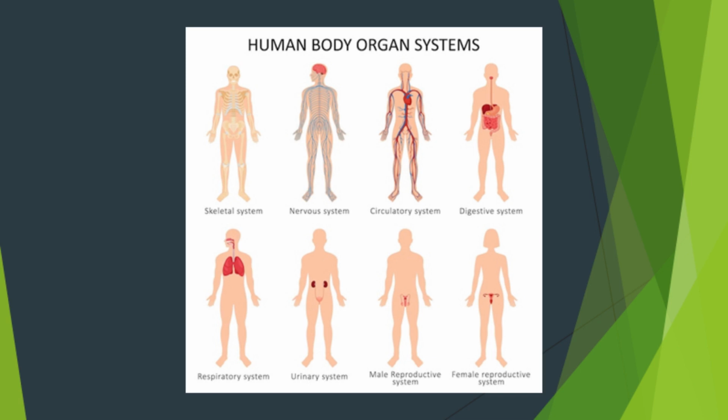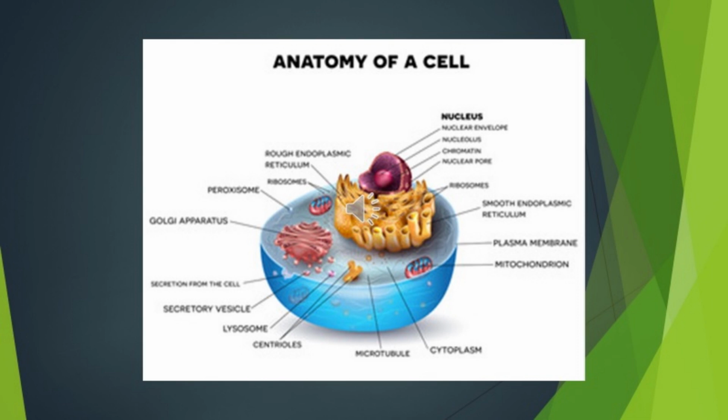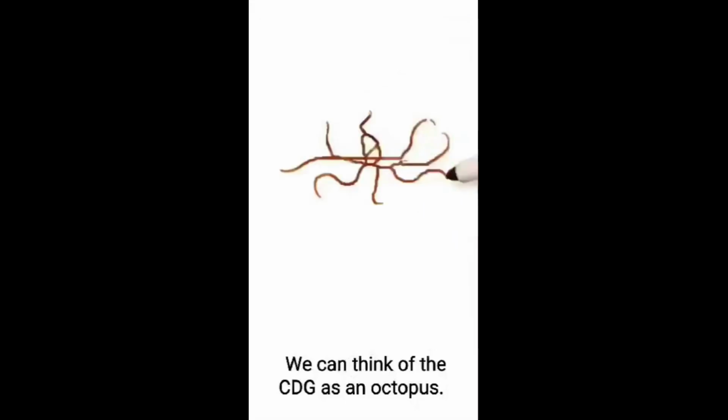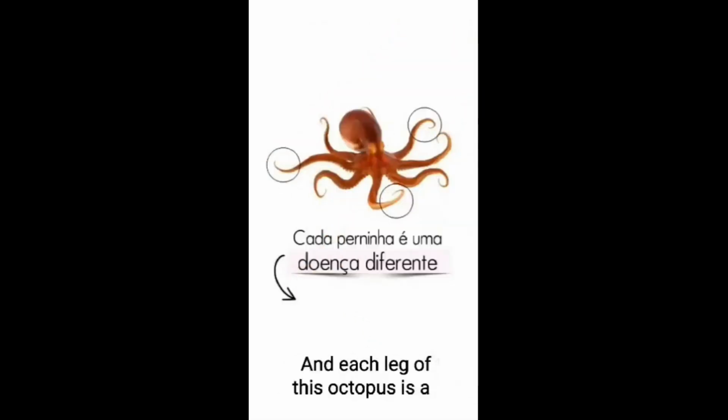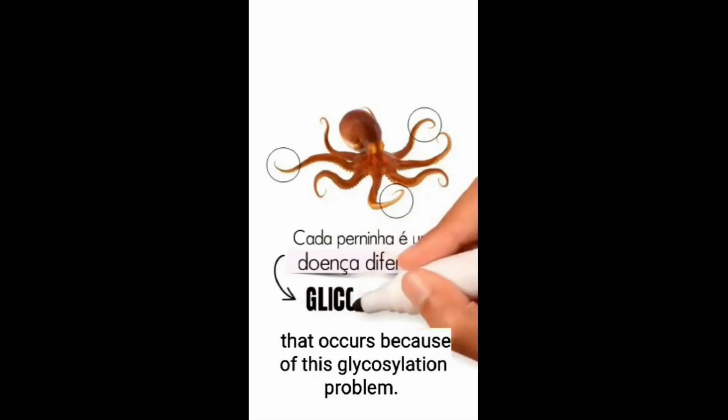People with CDG have health problems because their body does not perform this process correctly. CDG are caused by genetic mutations. We can think of CDG as an octopus. Each arm of this octopus is a different disorder that occurs because glycosylation is malfunctioning. But all parts belong to the whole. Each little arm is a different disorder.